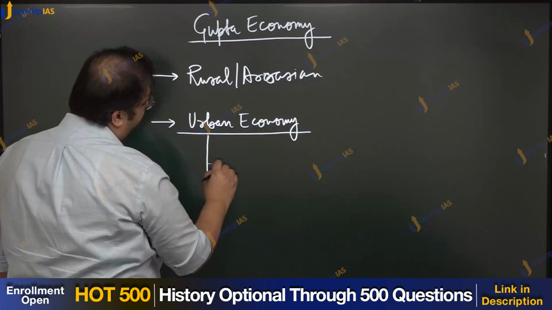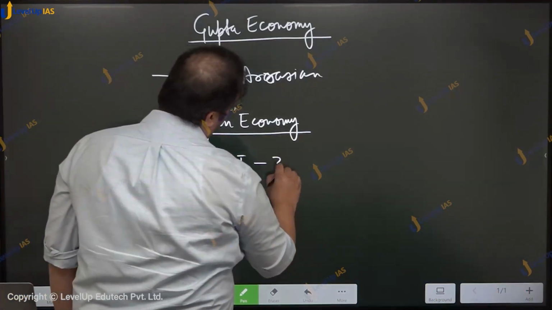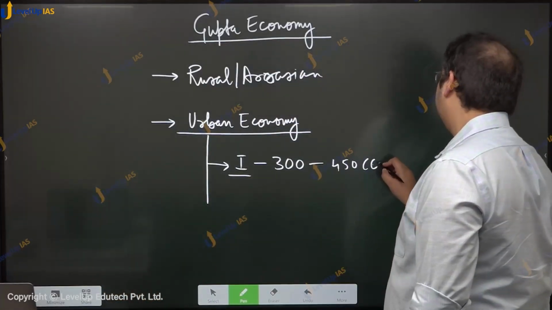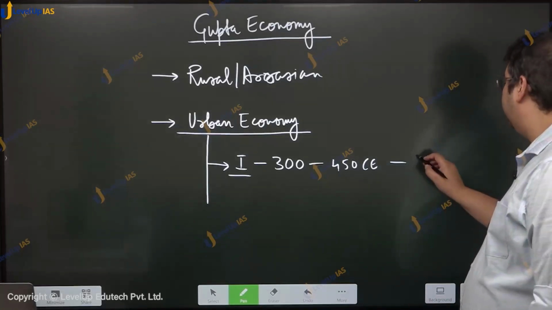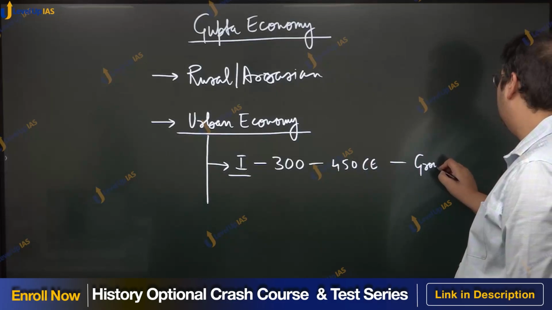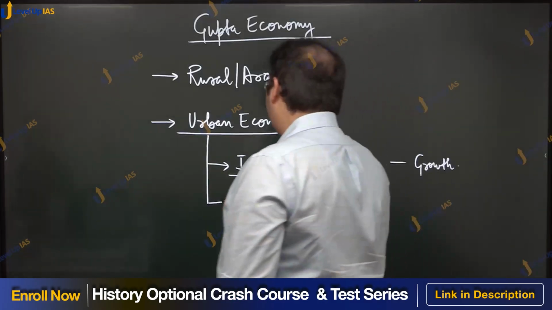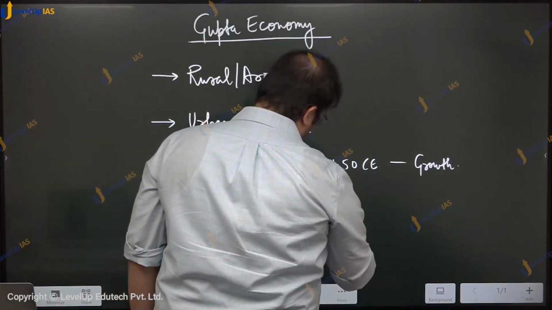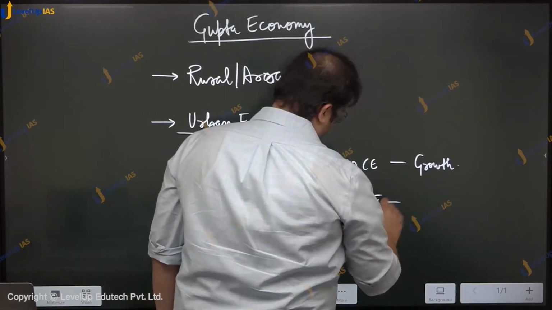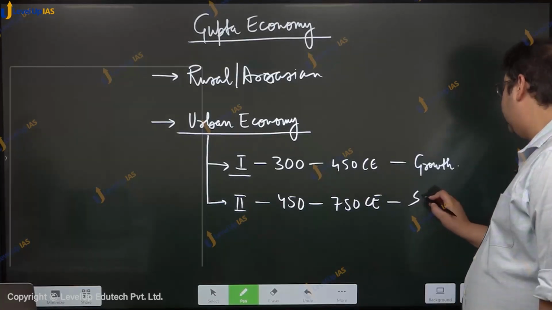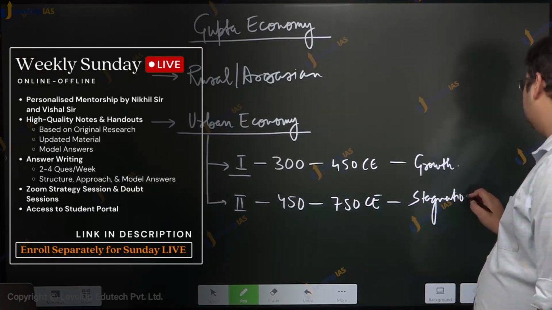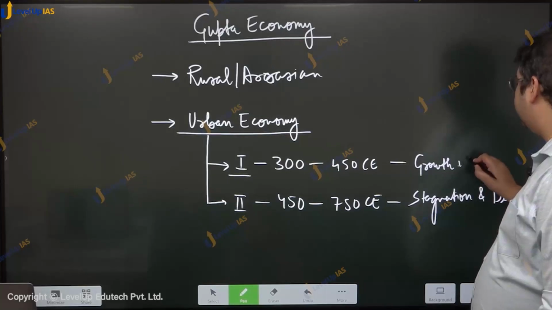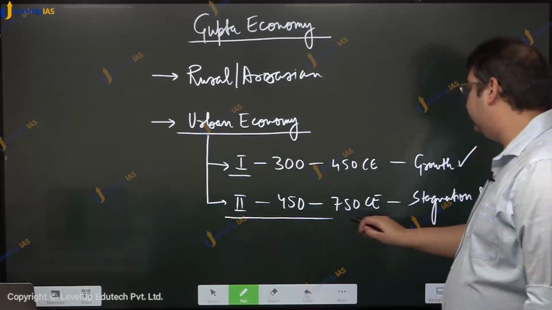The study of the Gupta urban economy can be divided into two phases. First phase, from beginning of the 4th century to the middle of the 5th century CE, can be categorized as a period of urban growth, and the second period between the mid 5th century to the mid 8th century can be considered to be a period of stagnation and decline. Okay. This portion we had already covered. It is this phase that we have to talk about.